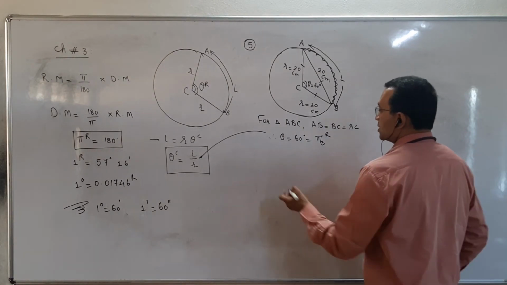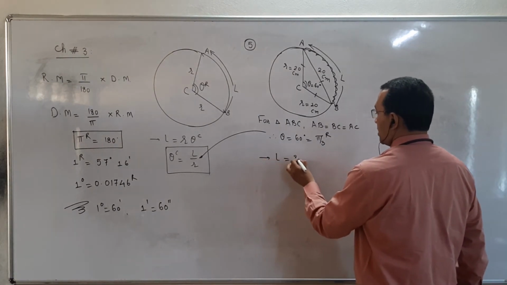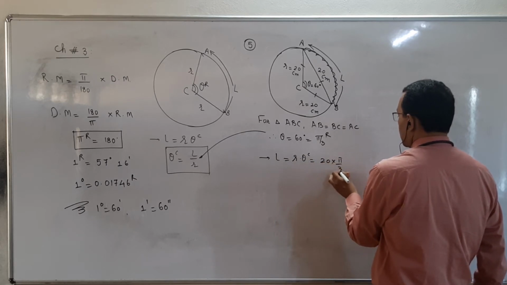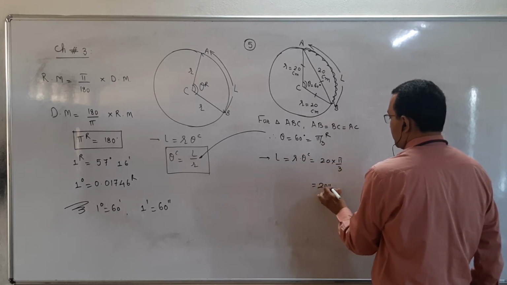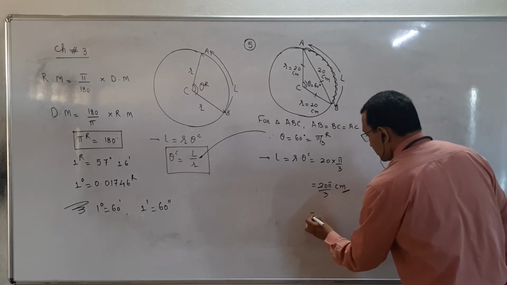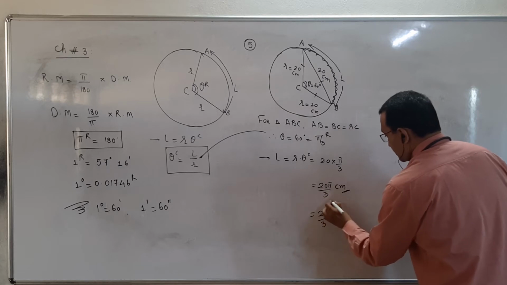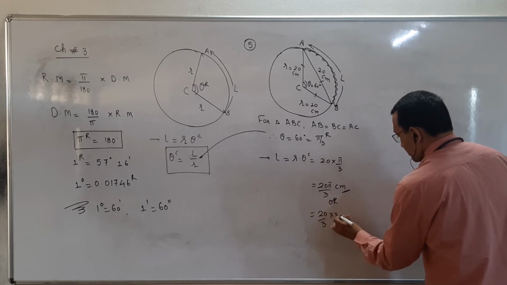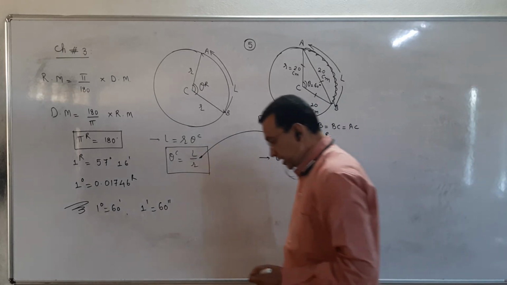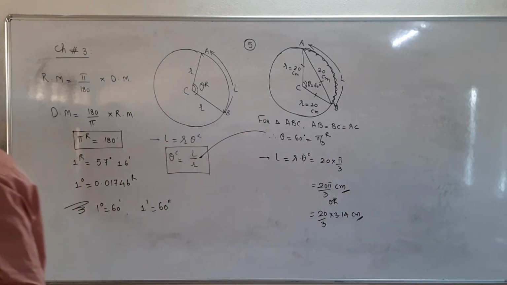So now, using the formula, L is equal to R into theta radian, 20 into pi by 3. We can keep this as 20 pi by 3 centimeter, or 20 by 3 into 3.14 centimeter. Use your simple calculator to get the answer.